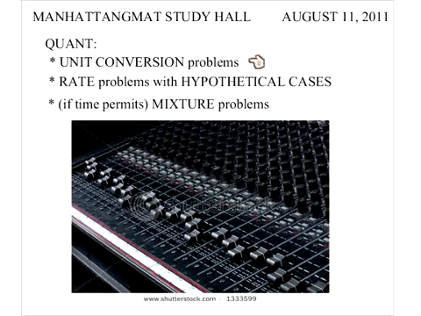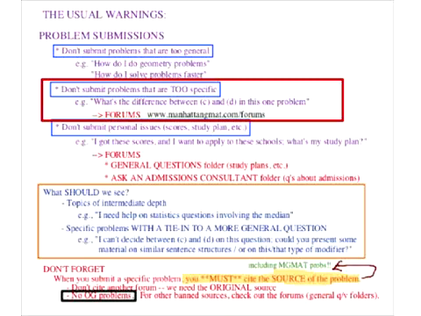So same sort of thing with this. Rate problems with hypothetical cases is a very nicely defined topic. So is mixture problems. These are very tight subjects of intermediate depth. So this is the kind of thing that you want to submit. It's okay to give a problem as an example, but if you give a sample problem, you need to generalize. You need to tie your problem into a more general question. If your problem is super duper specific, what we'll basically tell you is just put it on the forum, please.